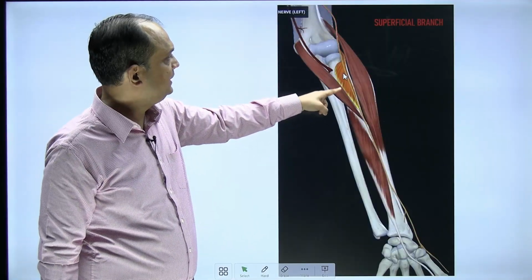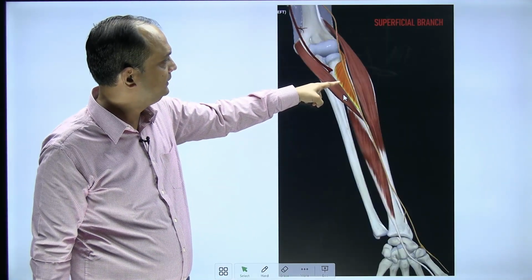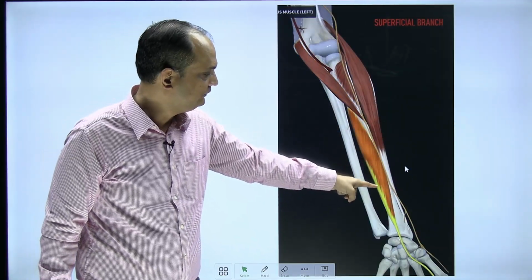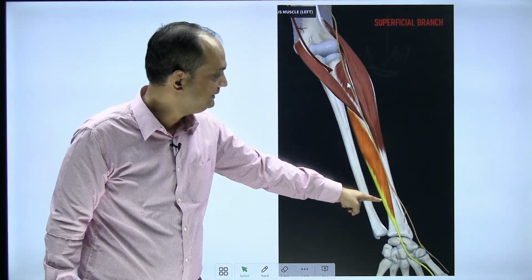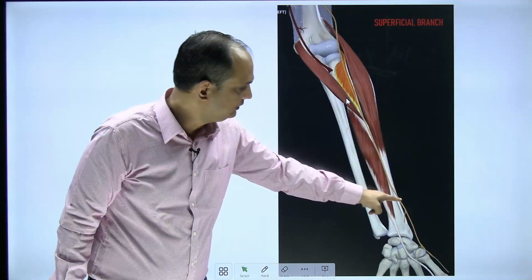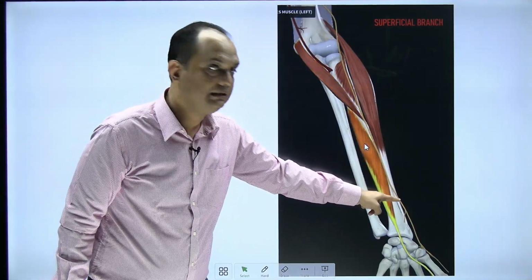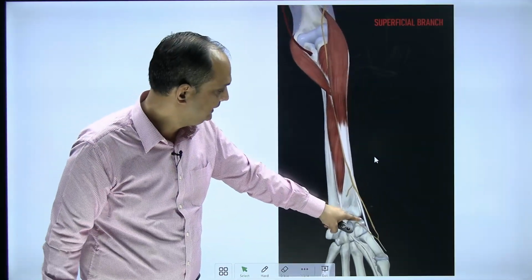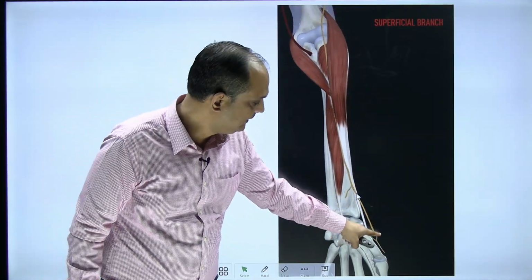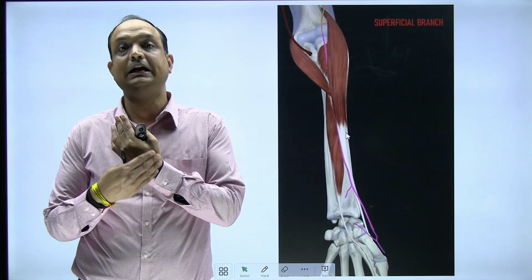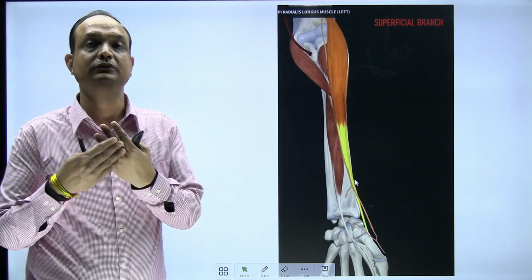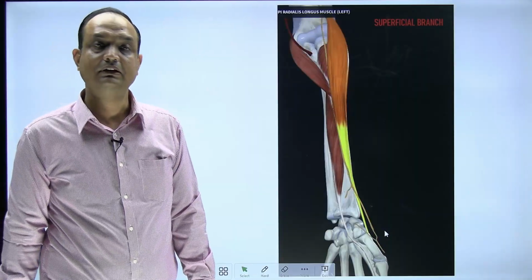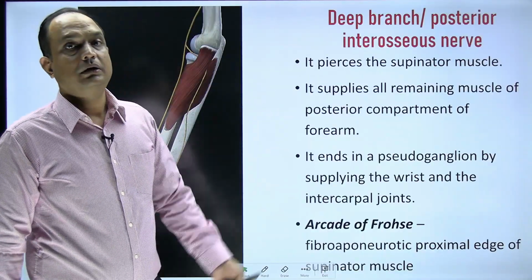Now, this superficial branch of radial nerve first runs on the supinator muscle, then it is crossing the insertion of pronator teres, then it is crossing the flexor pollicis longus, and then it is taking a turn. Now, while it is taking a turn, it was deep to the tendon of brachioradialis, and then it ultimately enters into this area where it is supplying the skin over the anatomical snuff box, and also it supplies the dorsal surface of 3½ fingers. What about the deep branch?